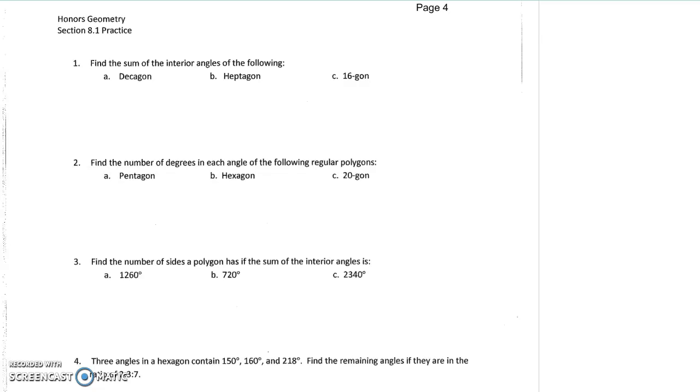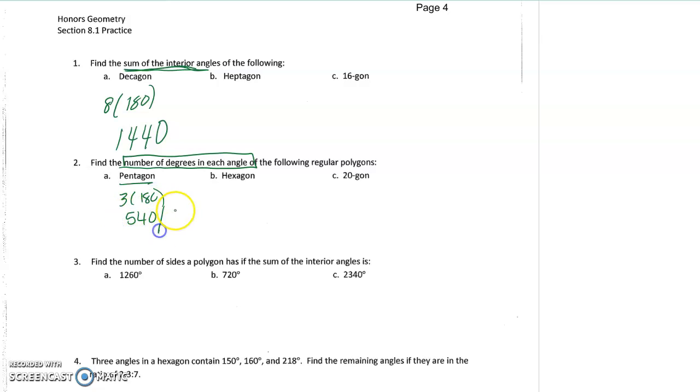If I want to find the sum of the interior, this is sum. This is a big number because sum is large. And the smallest sum we can ever have is 180. So we know our answers have to be bigger than 180. Decagon is 10 sides, so 8 triangles, 8 times 180, we know it's 1440. If I ask you for the number of degrees in each angle, it's going to be smaller. Pentagon, 5 sides. 3 times 180 is 540. But then I need to divide by 5, and I think it's 108.